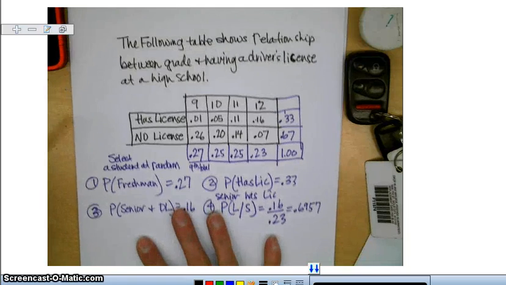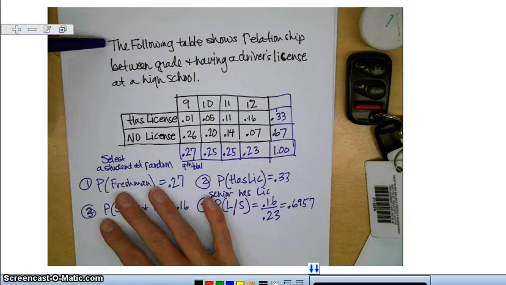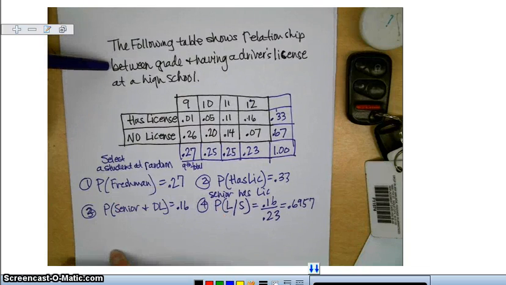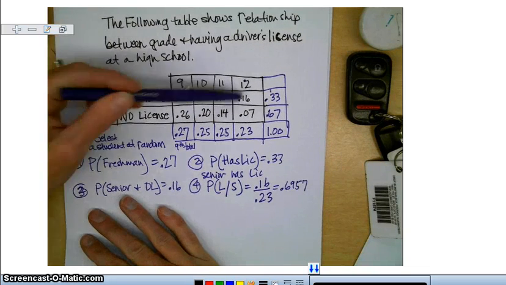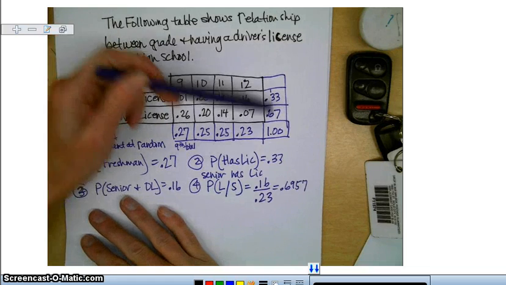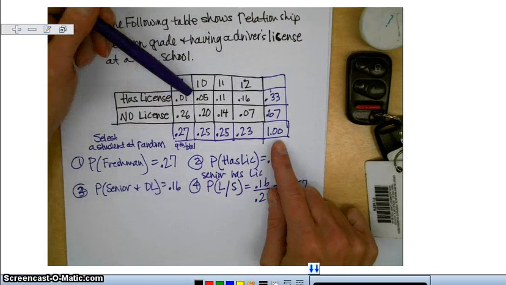All right, so just to review what we had been doing, we're just doing an example here. The following table shows the relationship between grade and having a driver's license at a high school. So here's the information, and we filled in these totals over here. Notice the total is 1 for 100%. All of these decimals would represent percentages.